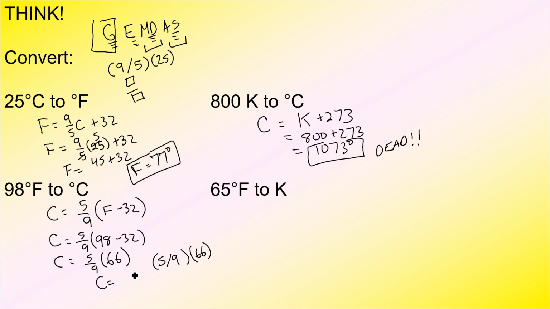And C equals 36.66666. Well, we're not going to write all that. We'll say 36.67 is good enough degrees Celsius.